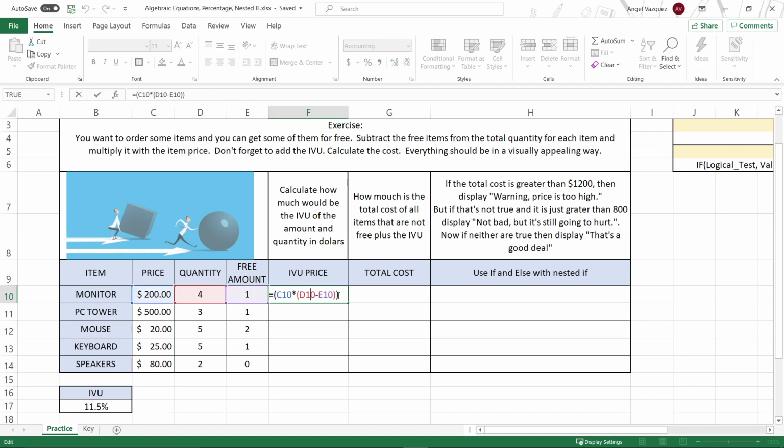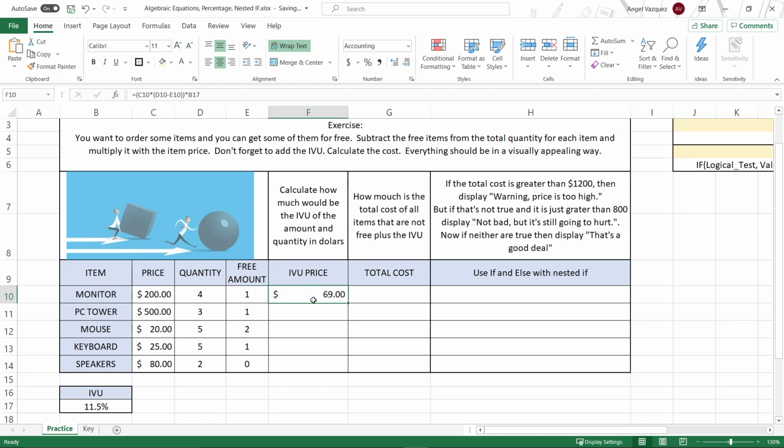So now let's just double click right here, or we could edit it right here on top, whichever you prefer. And then we're going to multiply all that by this cell. We're going to click it, B17, the one with the EVU, and then we hit enter. So the total EVU for all those 3 monitors would be $69.